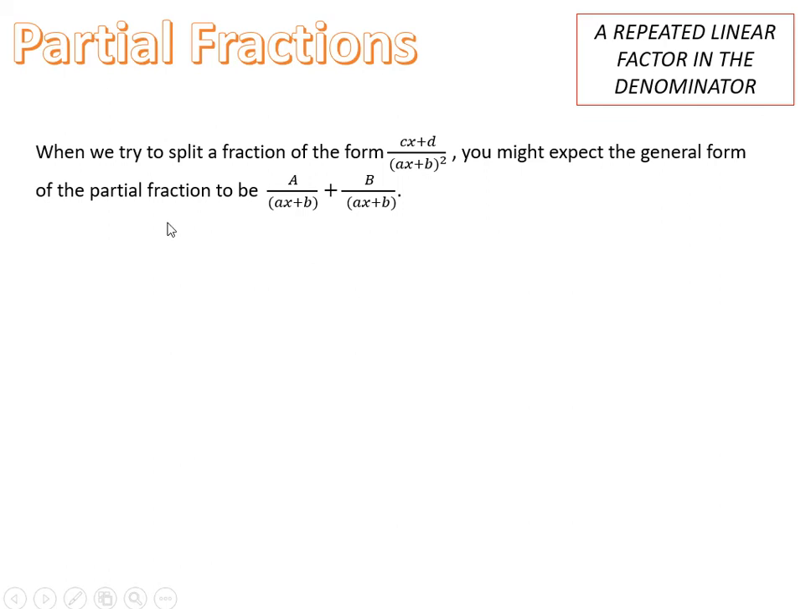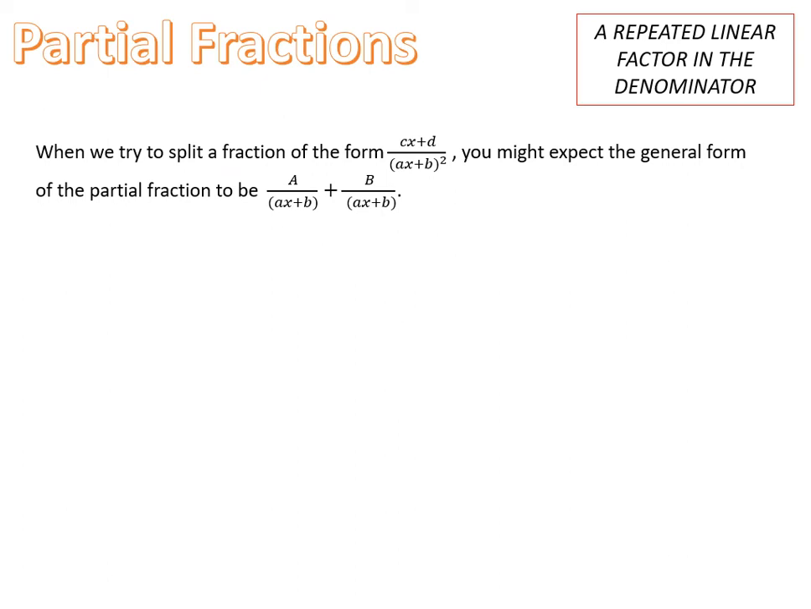So as you might imagine, when you're taking a fraction of the form cx plus d over (ax plus b) all squared, it doesn't have to be written like that. It could be (ax plus b) times (ax plus b). Obviously, it's the same thing, but that is what we mean when we say a repeated linear factor in the denominator. What you might expect is that the general form of the partial fraction would be something along the lines of: A over ax plus b, plus B over ax plus b.